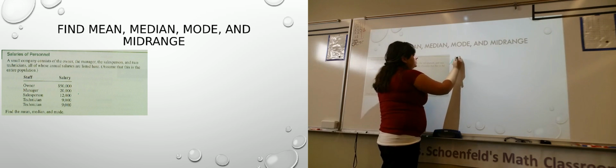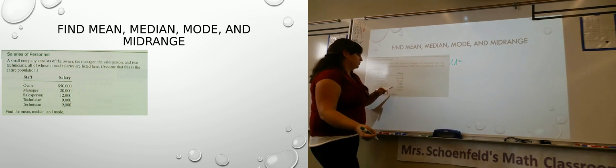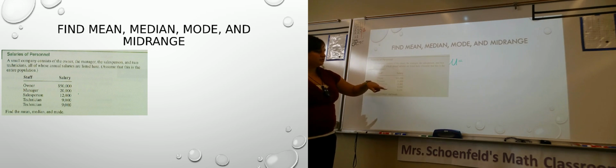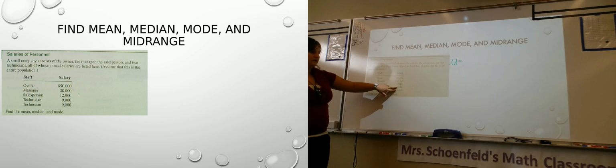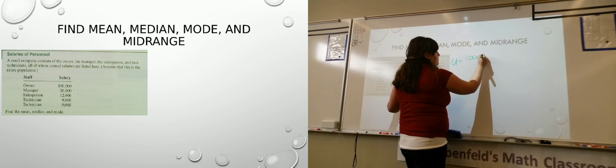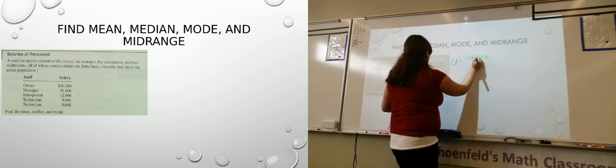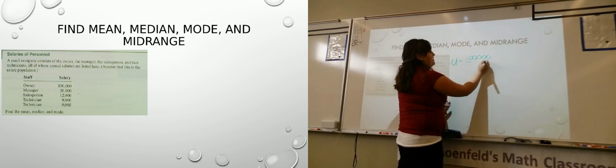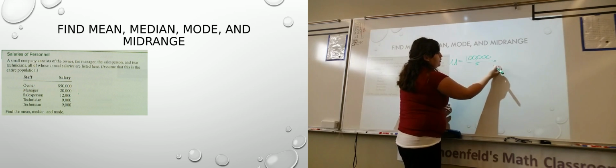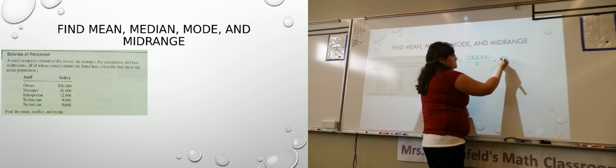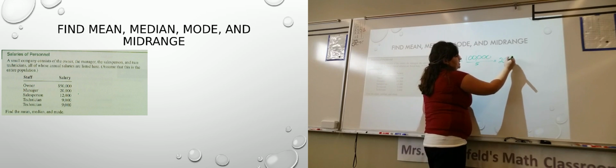So my mu is equal to all of these added together. I'm not going to write it all out, so I have 50 plus 20 is 70, 82, and right at 100,000. So I have 100,000 divided by 1, 2, 3, 4, 5, divided by 5 points. So the average salary, the mean salary, is $20,000.